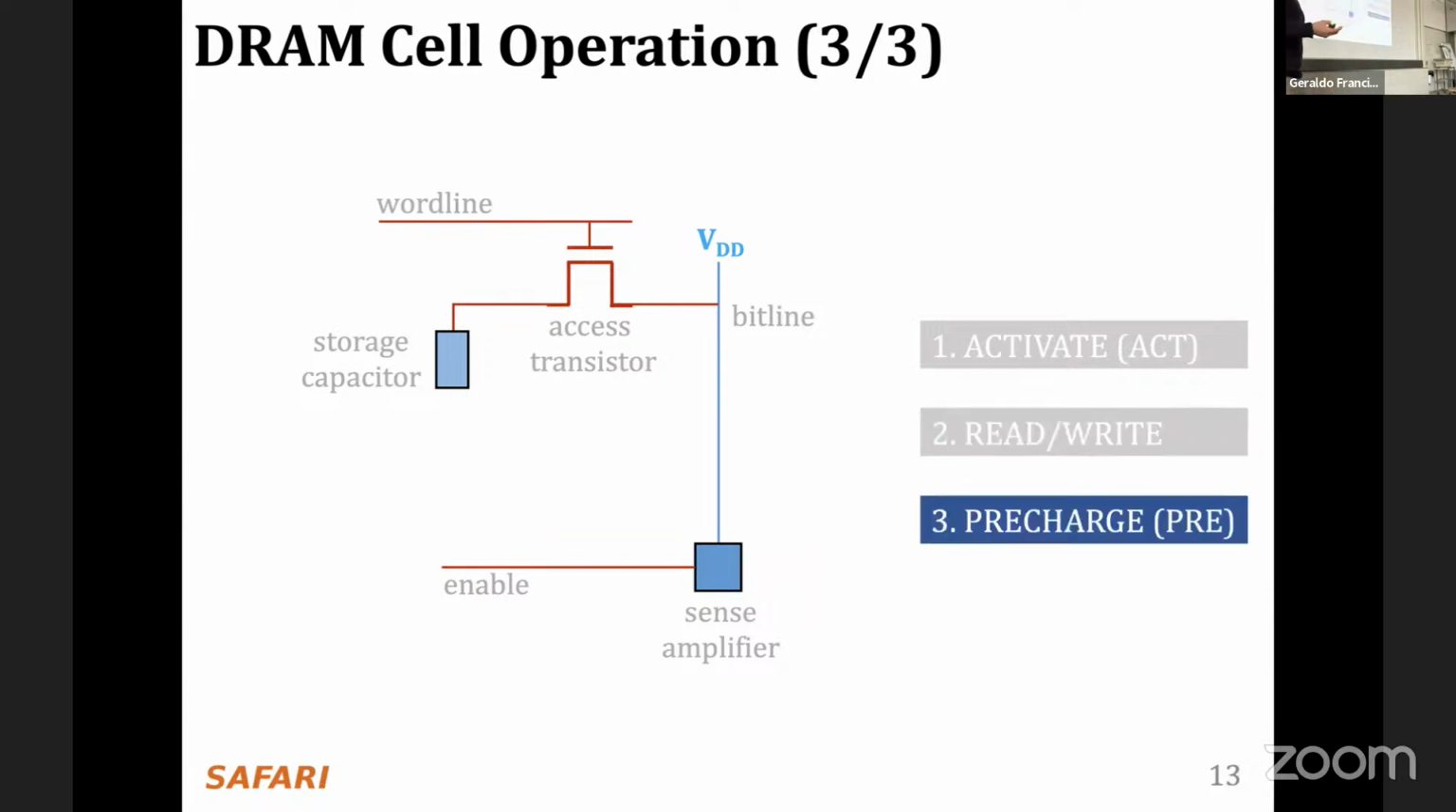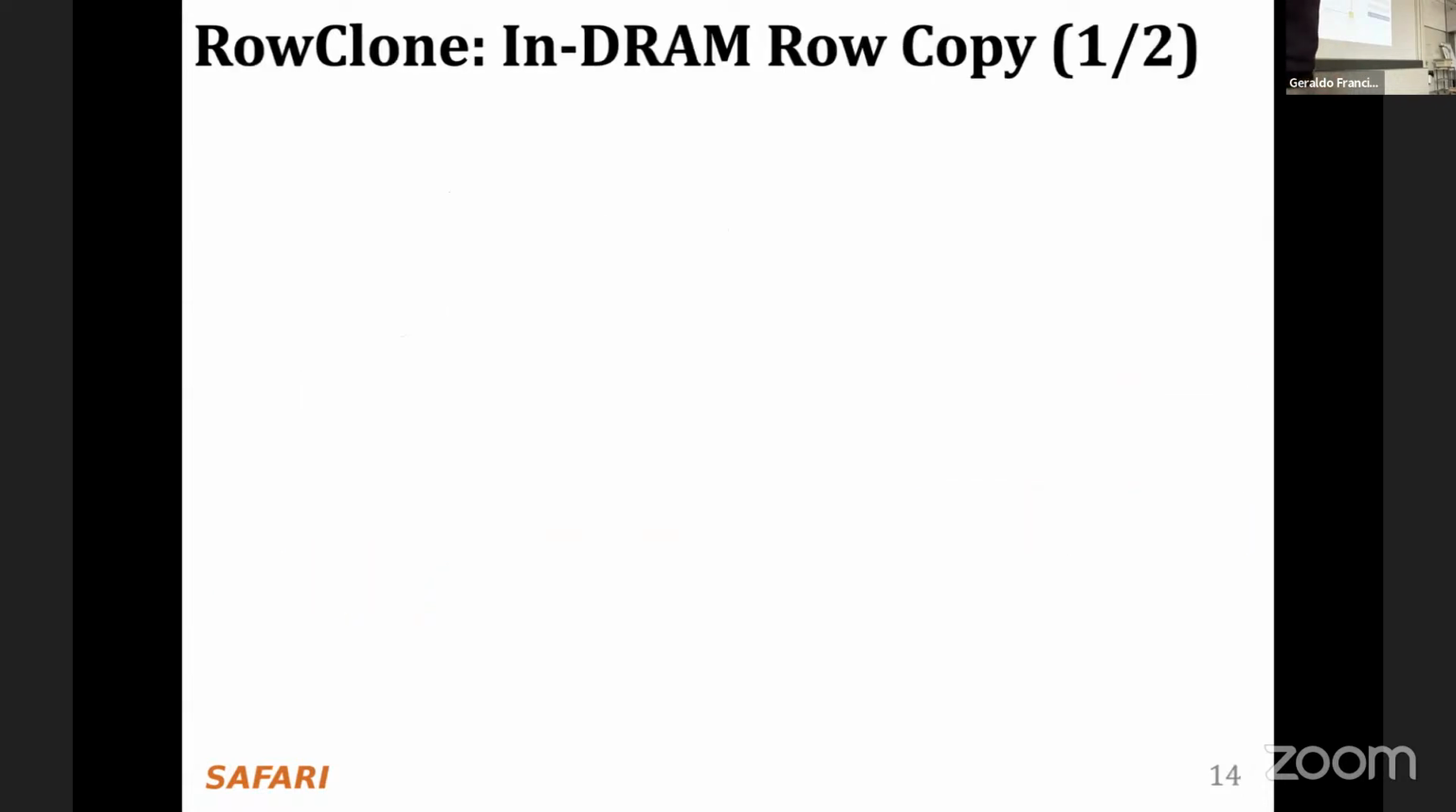In the end, when there is no more data to be read from that particular sense amplifier, the memory controller issues a precharge command, which disconnects the word line, which connects the storage capacitor to the bit line, and then precharges the bit line to the original reference voltage, usually half VDD, for the next access, and finally disables the sense amplifier.